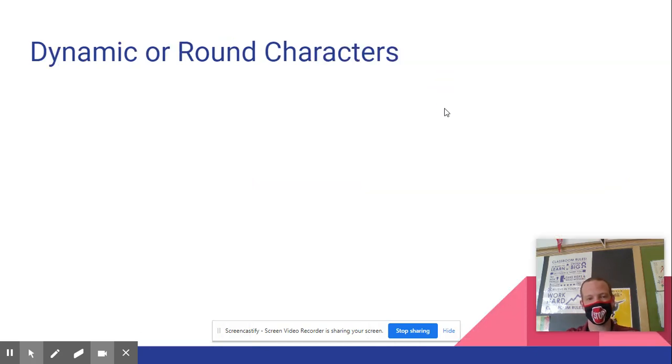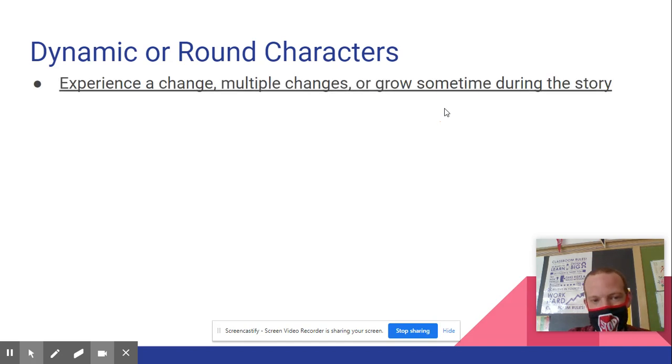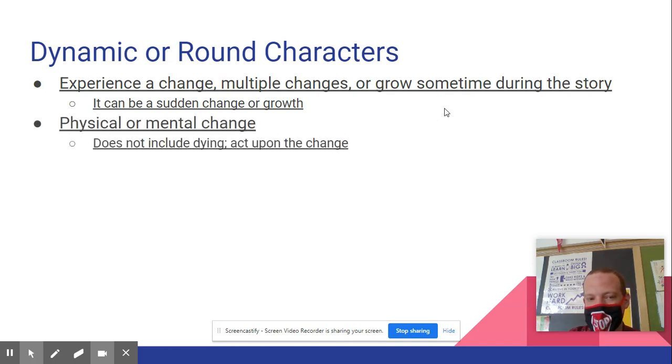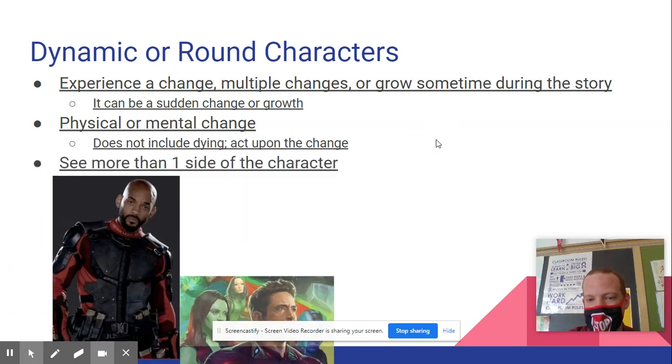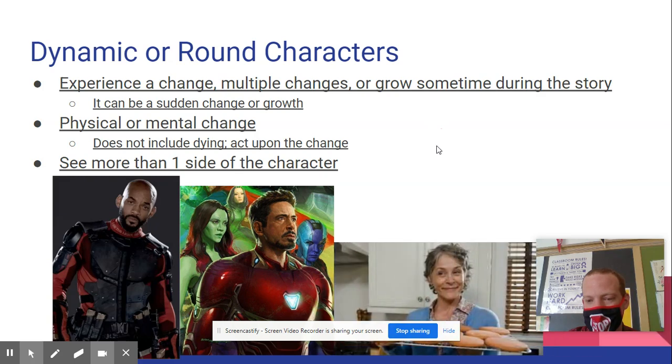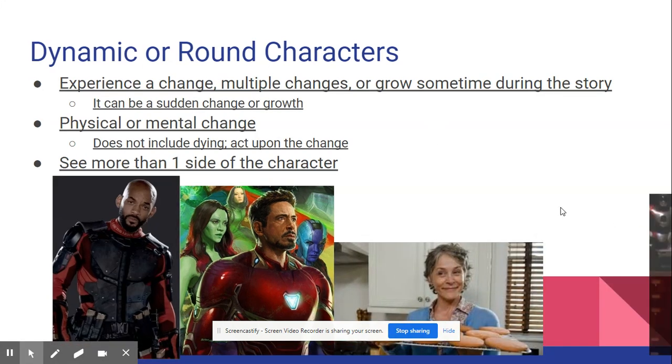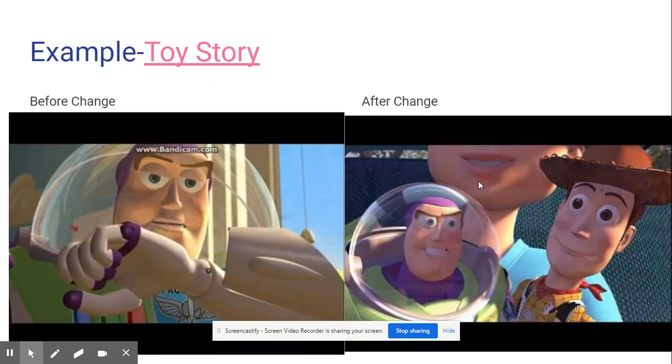So, first group of characters, dynamic or round. These experience a change or growth somehow in some way, shape, or form during a story. So it can be a sudden change or growth. It can be a physical or mental change. Does not include dying. And there's more than one side to this character. So most characters that are main characters in a story will fall into the category. I'm taking this off so you can see they change in some way, shape, or form.